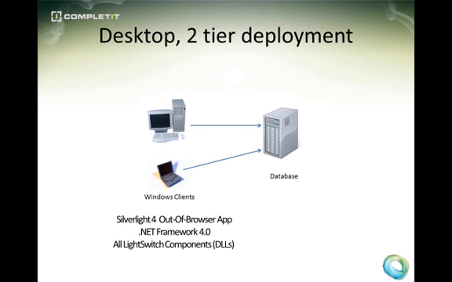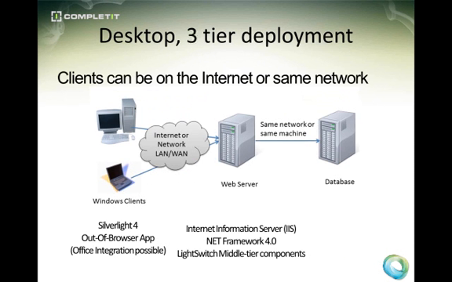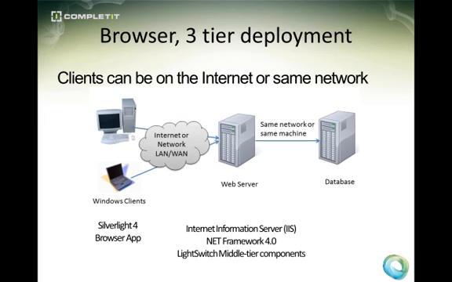Three-tier deployment just adds a web server in between, where the desktop clients are going to be connecting with that web server that has the server components installed, and that connects perhaps to another machine or perhaps the same machine where the database is running. And then web is, in regards to architecture, exactly the same.